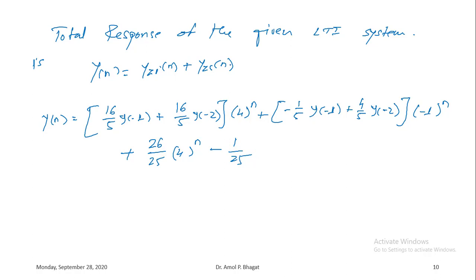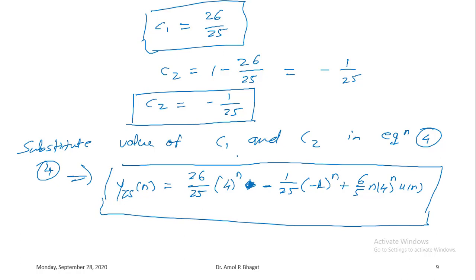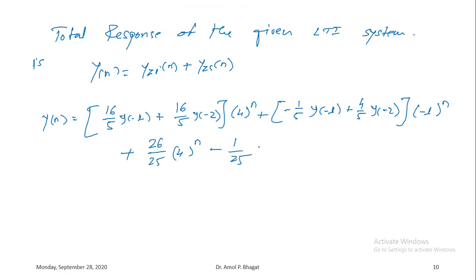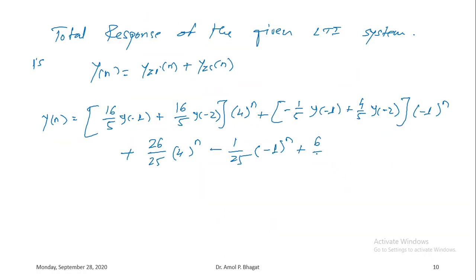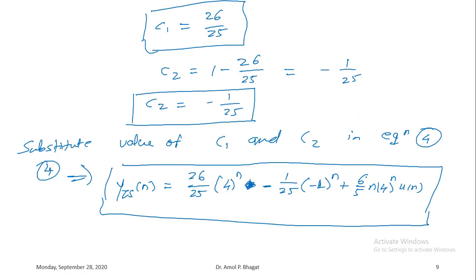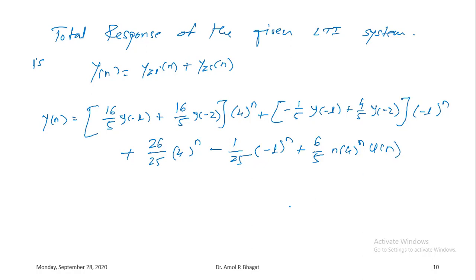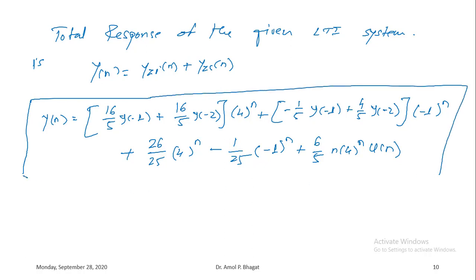minus 1 by 25 times minus 1 to the power n, right, plus 6 by 5 n into 4 raised to the power n u of n. Okay, so this is how we identified the total response of the system. This is for n greater than or equal to 0. This is the required total response of the system.